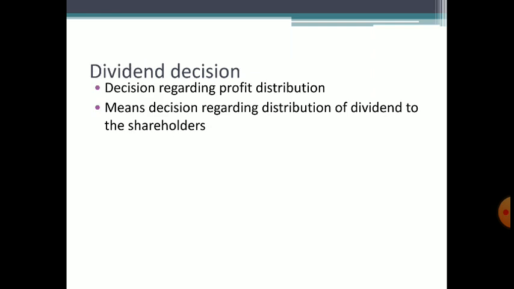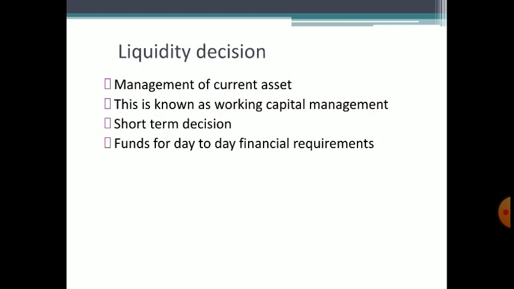The next function is dividend decision. It relates to the disbursement of profit back to the investors who supplied capital to the firm. It involves the decision regarding distribution of dividend to the shareholders. The last function is liquidity decision. It means management of current asset. It is also known as working capital management decision. Under liquidity decision, the manager tries to allocate the finance for day-to-day financial requirements in the business organization. Students, these are the important functions included in finance.